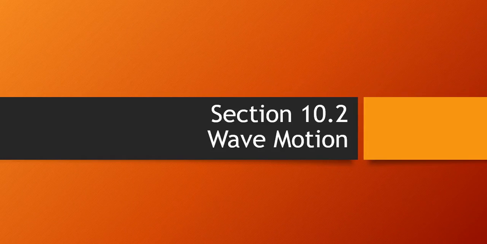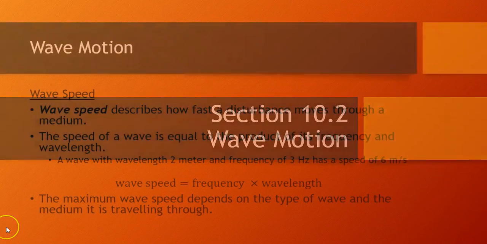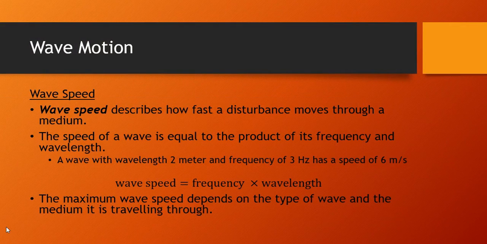Section 10.2, Wave Motion. Because a wave travels through space, we can talk about how quickly that wave travels, or directly the wave speed. The wave speed just describes how fast that disturbance moves through whatever medium the wave is moving through. Most waves require a medium to propagate.